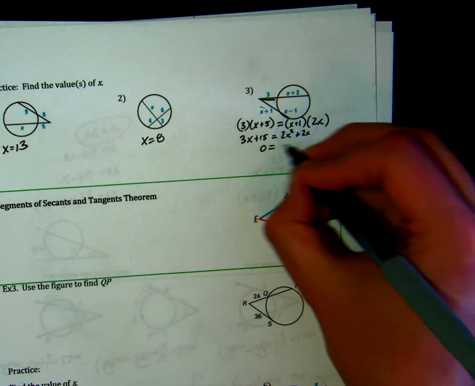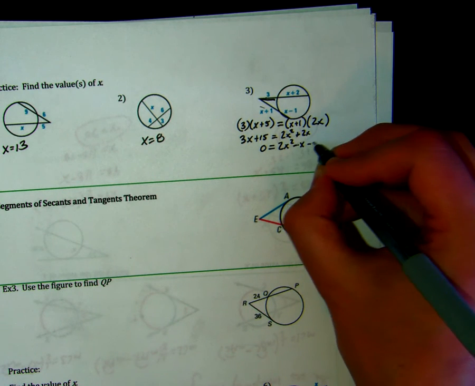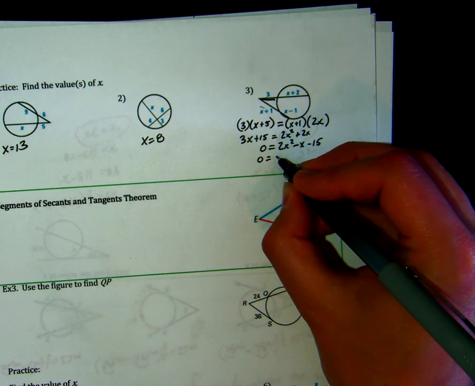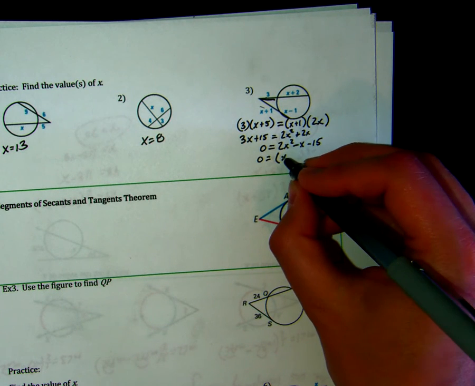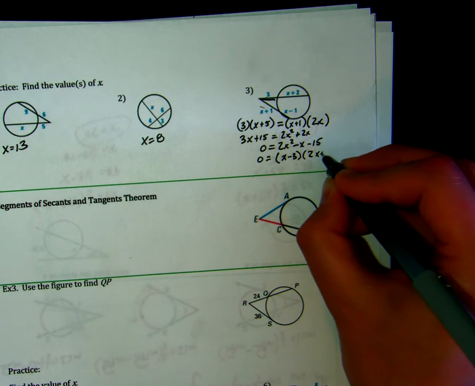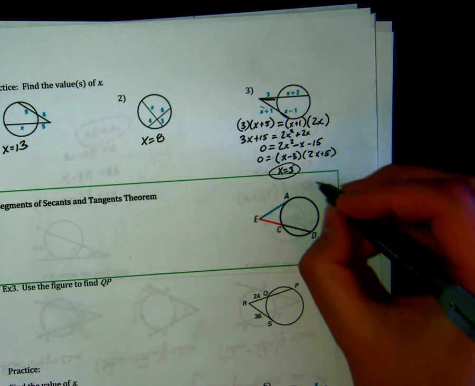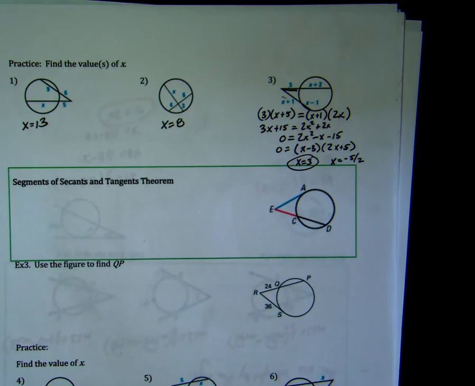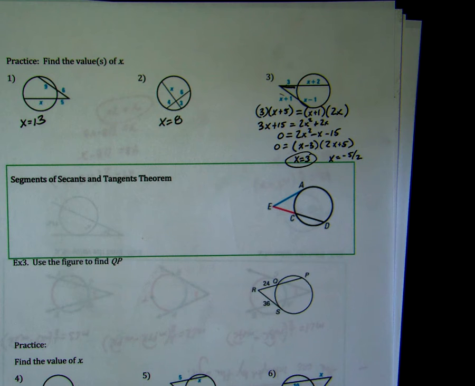So when you set this equal to 0, you get 2x squared minus x minus 15 equals 0. And this factors; you can just factor by grouping. I'm not going to show all the factor by grouping steps, but this ends up being x minus 3 times 2x plus 5. So this gives you a solution of x equals 3. The other solution here, negative 5 halves, negative 2.5, is extraneous because it would give you negative segment lengths. So that one is no good.